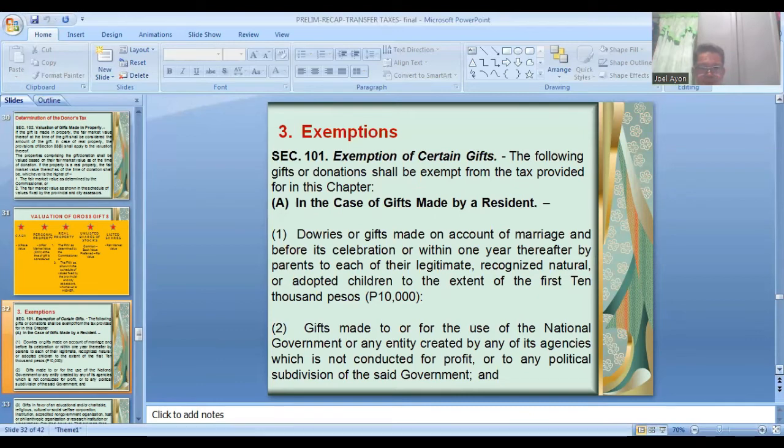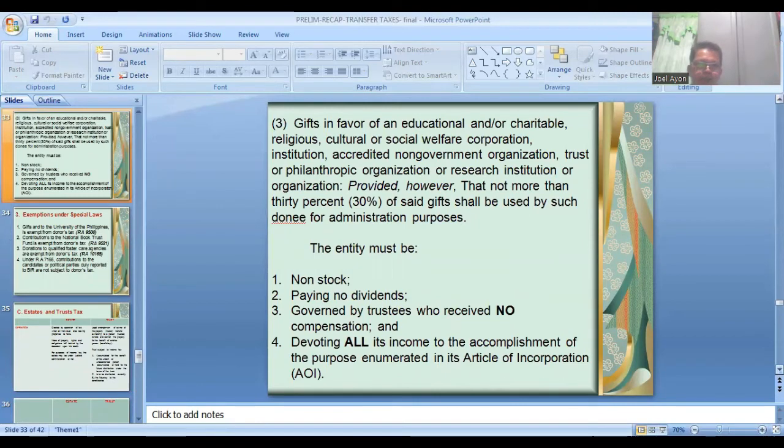Then we have also number 2, the gifts made to or for the use of the national government or any entity created by any of its agencies, which is not conducted for profit, or to any political subdivision of the said government. And number 3, gifts in favor of an educational and or charitable, religious, cultural, or social welfare corporation, institution, accredited non-government organization, trust, or philanthropic organization, or research institution or organization, provided, however, that not more than 30% of said gift shall be used by such donee for administration purposes.